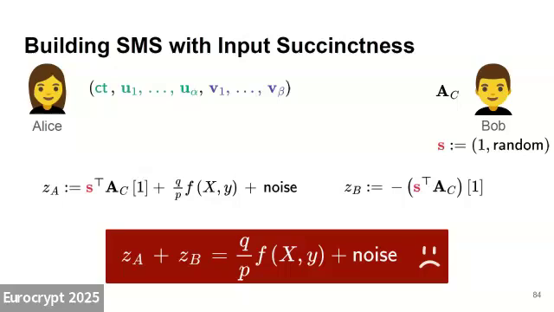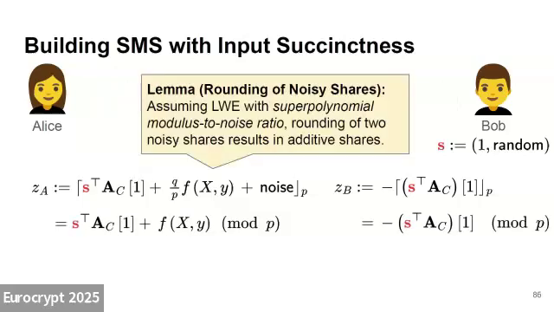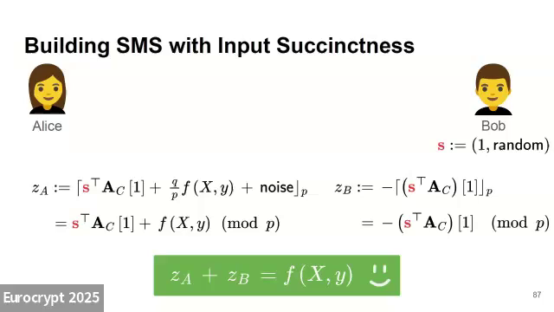So we almost got what we want, except that we wanted the shares to combine to the function output rather than this noisy function output. However, we can use a very simple trick, which is rounding of noisy secret shares. So if you have secret shares that are noisy in that way, you can locally round them, provided you set the LWE parameters correctly. And this means that if Alice and Bob just round their respective shares, they will obtain additive shares of the output. And so this is how we get the additive sharing.